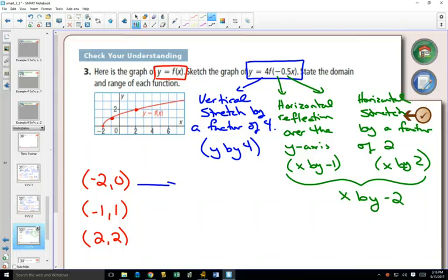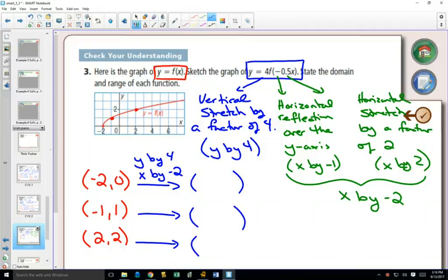And if we look at where these points are going to go, again, draw your arrows, and then above the arrows, write out what you're going to do. You're going to multiply your y values by 4. You're going to multiply your x values by -2. So for the first point, if I multiply x by -2, I'm going to get 4. Y by 4, I'm going to stay at 0. For the second one, x by -2 is going to give me 2. Y by 4 will be 4. And the third one, x by -2 will be -4. Y by 4 will be 8.